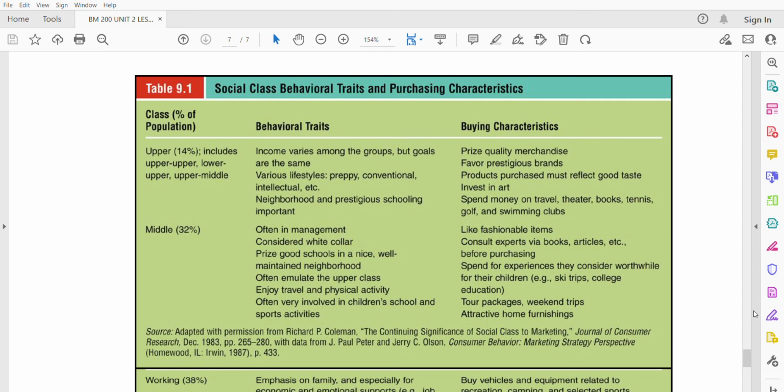They also like to invest in arts, and they like to spend money on travel, theater, books, tennis, golf, and swimming clubs because they have the buying capacity. So, those are the buying characteristics.